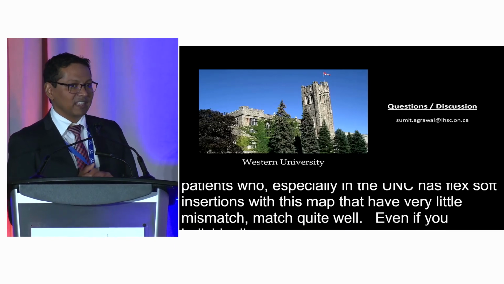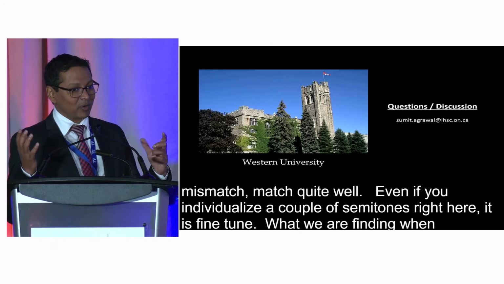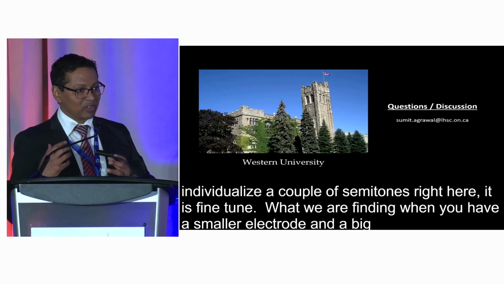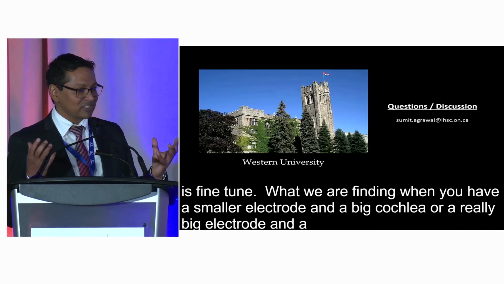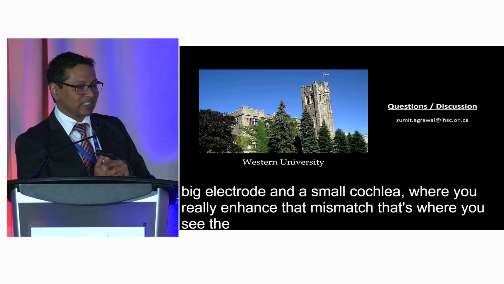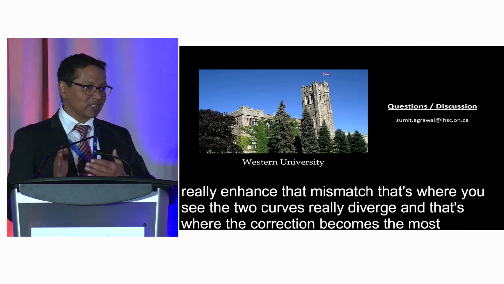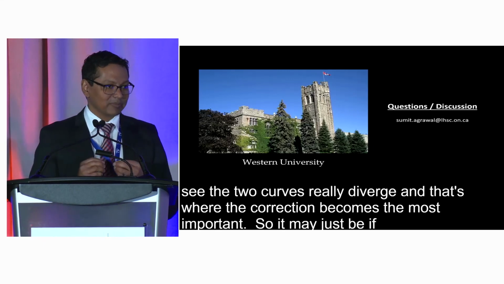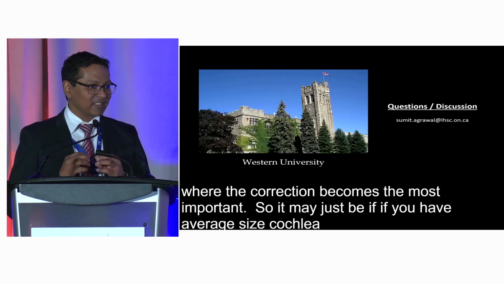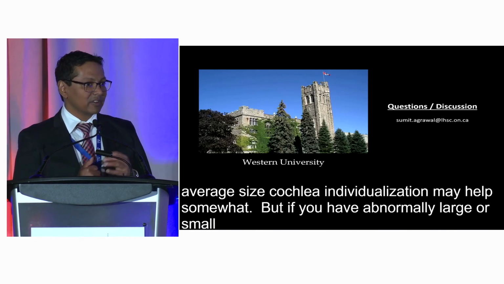What we're finding is that when you have a smaller electrode in a big cochlea or a really big electrode in a small cochlea, where you really enhance that mismatch, that's where you see those two curves really diverge. And that's where the correction becomes the most important. So it may just be that if you have an average size cochlea, individualization may help somewhat, but if you have an abnormally large or small cochlea, this individualization will help you the most. I'm sorry. Yeah, go ahead.